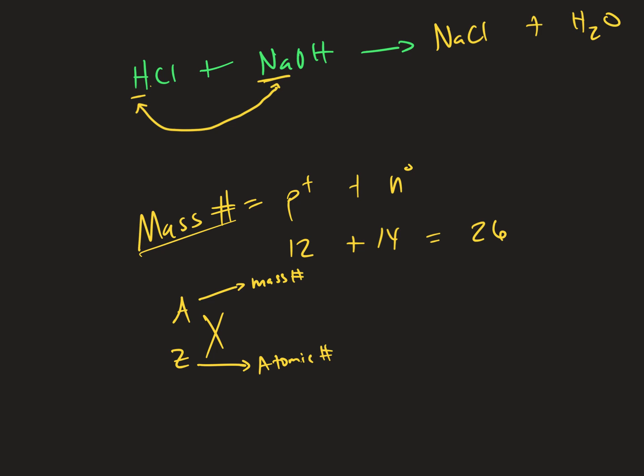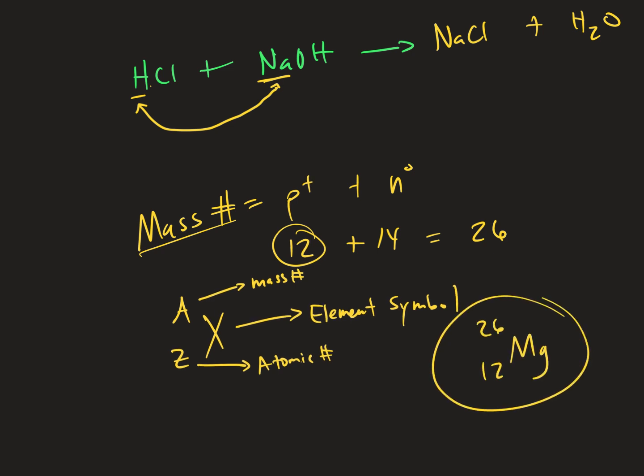Good? And then, of course, the X is just the element symbol. The element 12 is magnesium. It has 12 protons, so it's magnesium, so it's going to be Mg-26. There you go. Make sense?